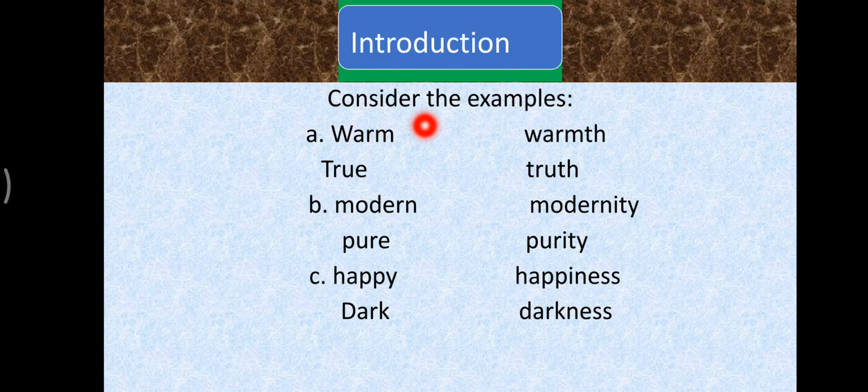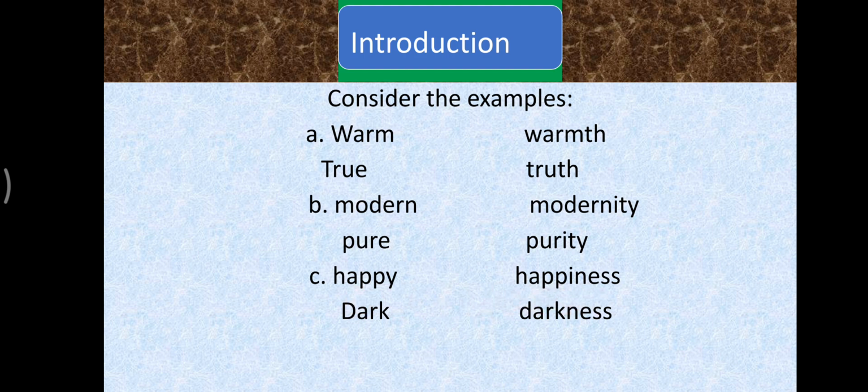Introduction. Consider the example. On the right column, we have some words, all of them adjectives. On the left column, we have words, all of them nouns. So these nouns are derived from these adjectives: warm, warmth; true, truth; modern, modernity; pure, purity; happy, happiness; dark, darkness.